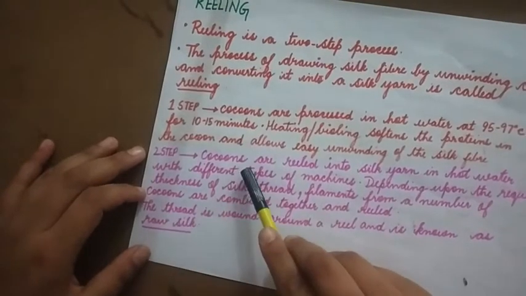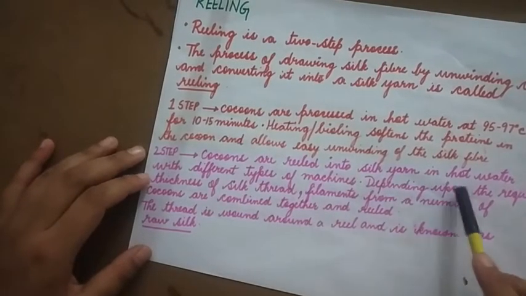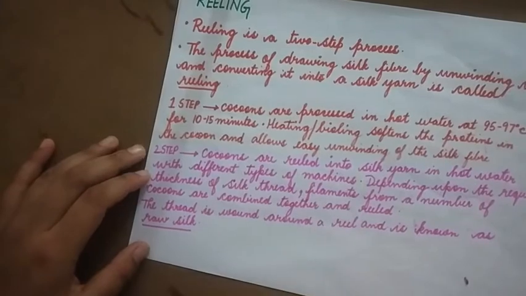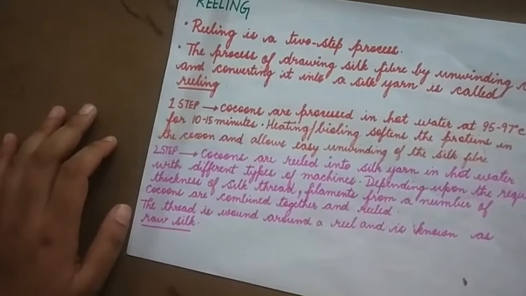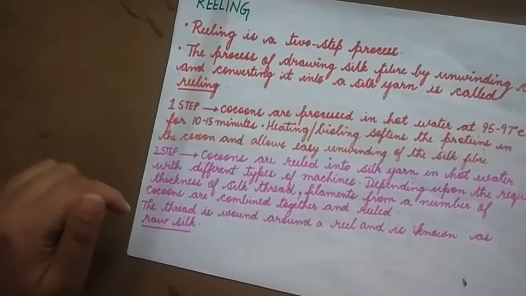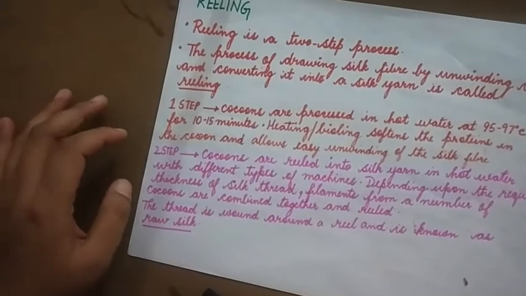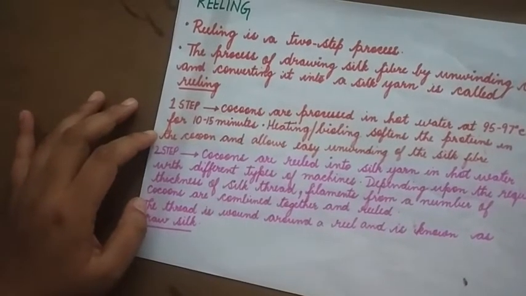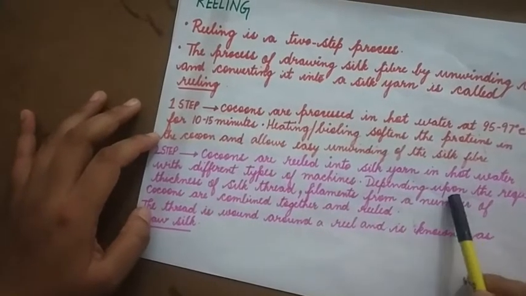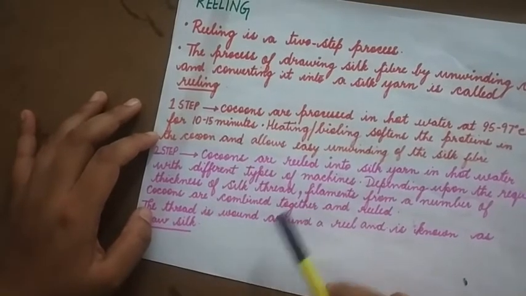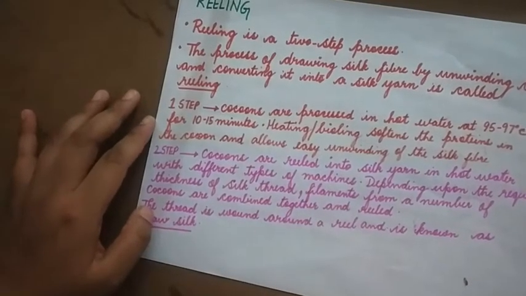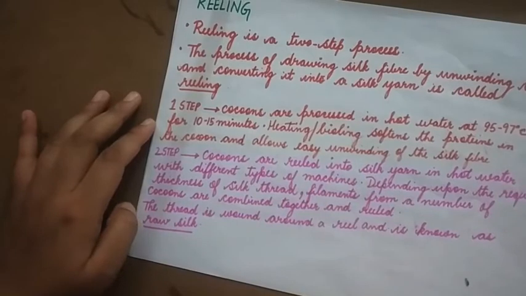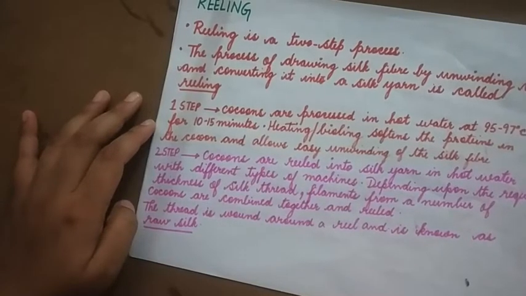Step 2. Cocoons are reeled into silk yarn in hot water with different types of machines. Now, the cocoons are slowly unwound into silk yarn by using different types of machines. Depending upon the required thickness of silk thread, filaments from a number of cocoons are combined together and reeled.